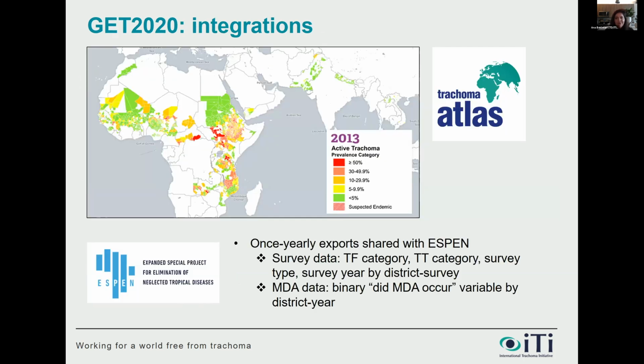So in addition to supporting various annual global reports, like the WER and ICTC's Accelerating Towards 2020 Appendix, the Get 2020 database is also the source used to update two open access resources, the Trachoma Atlas and the ESPEN Portal. So the Trachoma Atlas is developed and maintained by ITI, and it provides publicly accessible maps of trachoma prevalence categories and annual MDA at the district level.